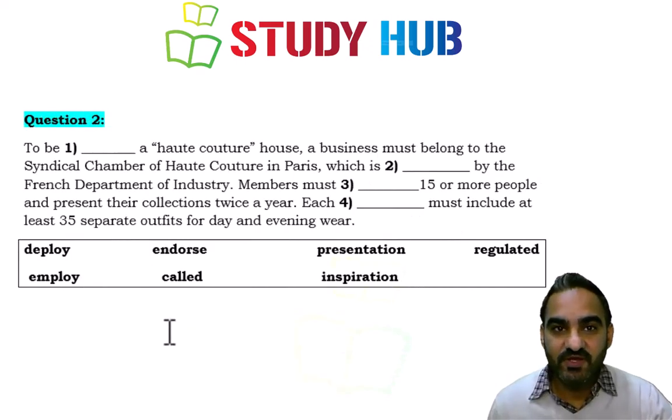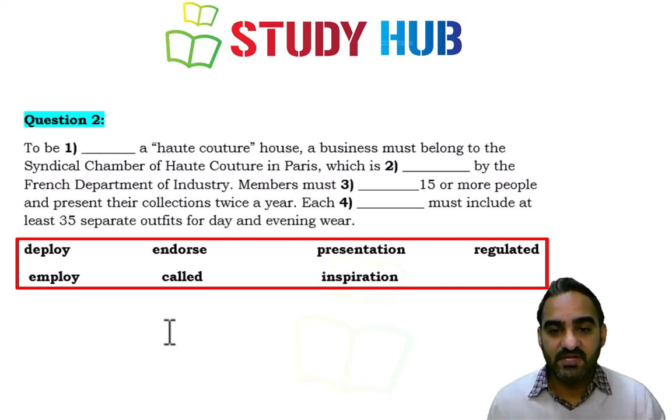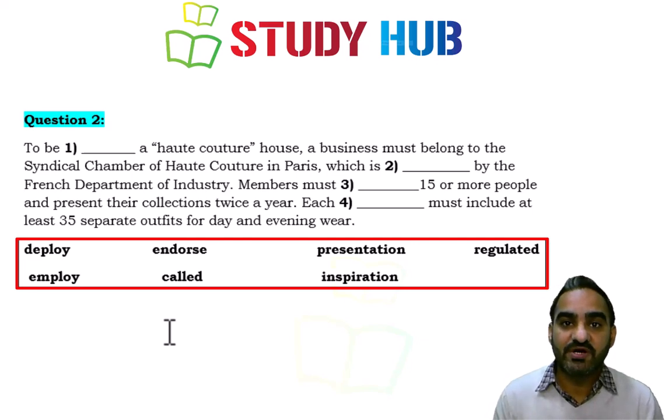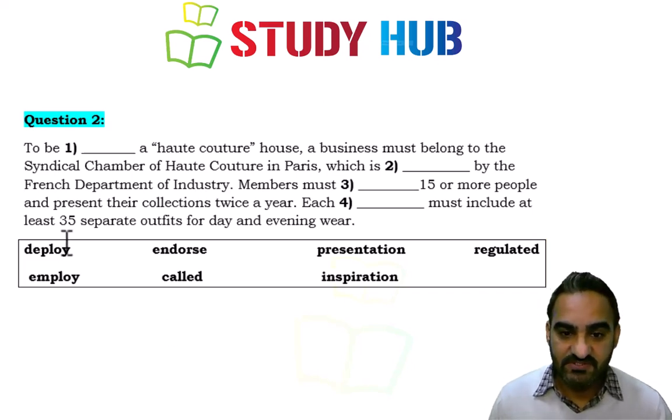Now first thing that we are going to do is we are going to look at the options. What are the options? Deploy, endorse, presentation, regulated, employ, called, and inspiration. So we've got some nouns, some verbs, and we've got an ed verb as well, and this gives an idea what are the words that we have. When we are solving it, we will be keeping that in mind. Let's solve the first one.